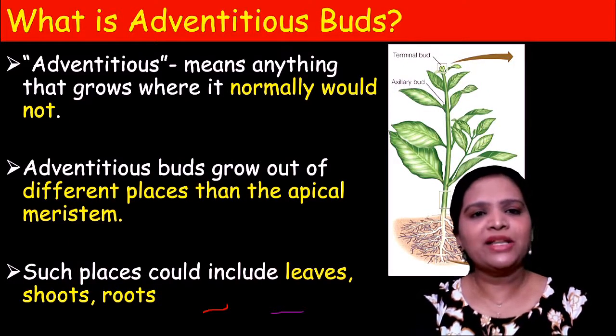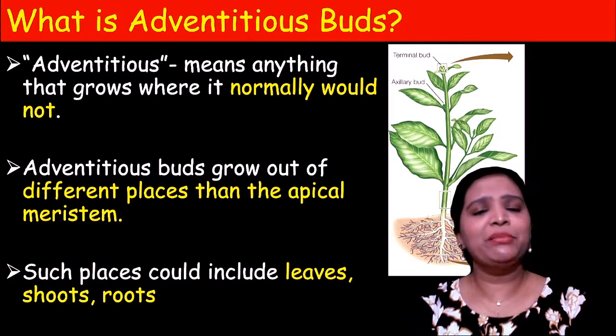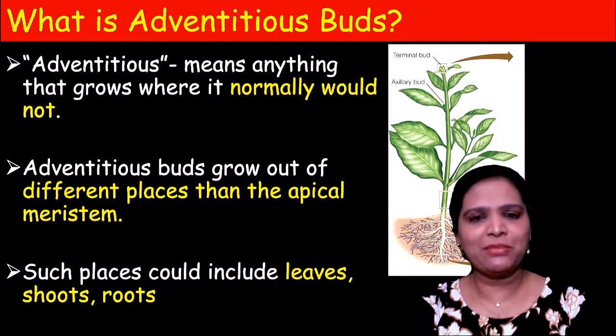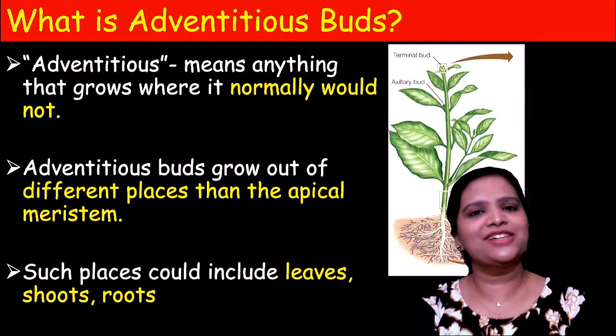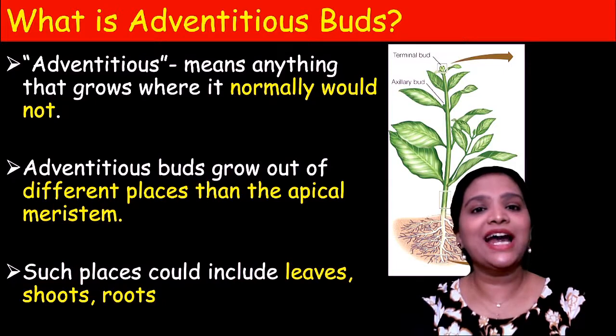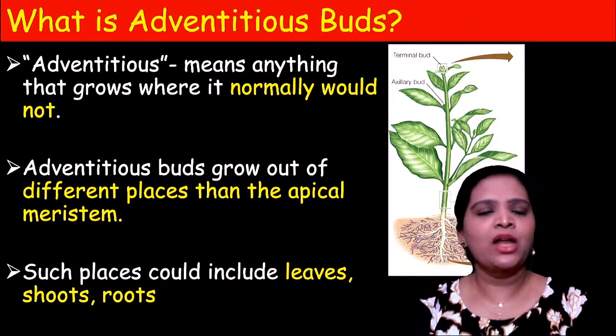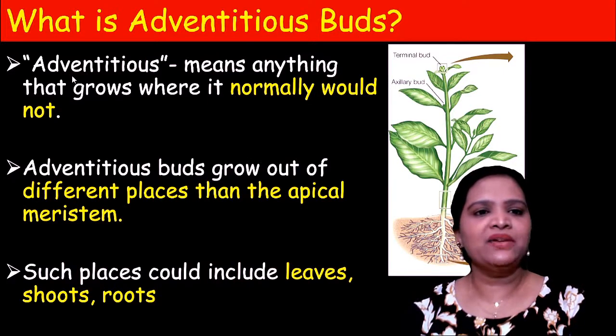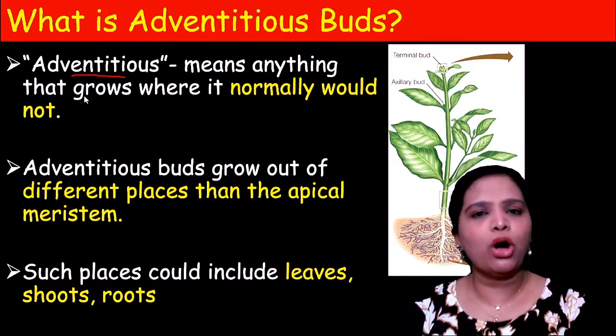Before that, in this lesson, we are often going to come across a word called adventitious bud. So let us first understand the meaning of the word adventitious. Adventitious means anything that grows where it normally would not grow.